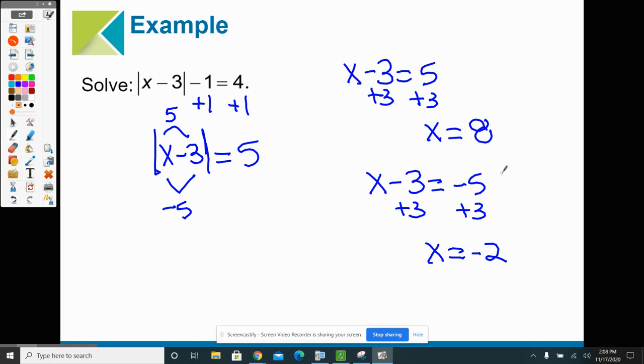You can plug it in if you want. 8 minus 3 is 5. The absolute value of 5 is 5. 5 minus 1 is 4. Same thing with negative 2. The absolute value of negative 2 minus 3 is the absolute value of negative 5, which is 5. 5 minus 1 is 4.